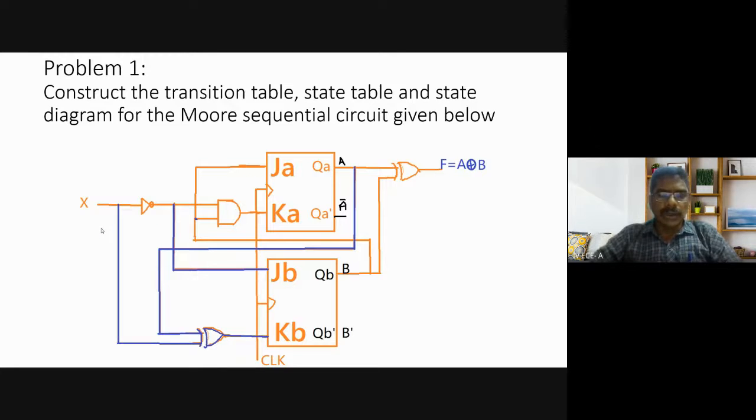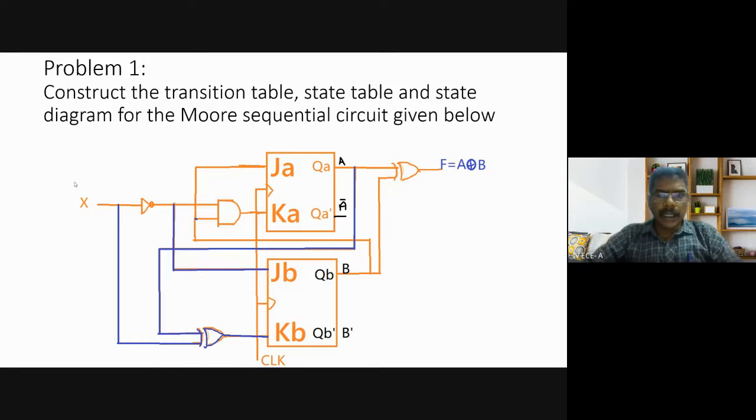So today we are going to see this problem. Construct the transition table, state table, and state diagram for the Moore sequential circuit given below. Moore model means the output will be represented in the circle itself. I'll show you in the next slide.